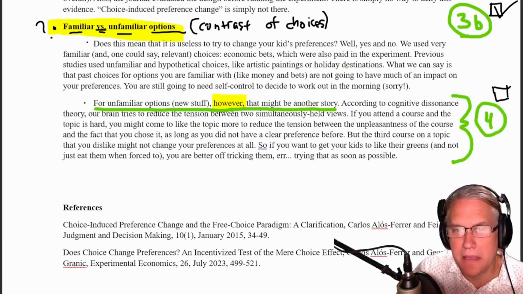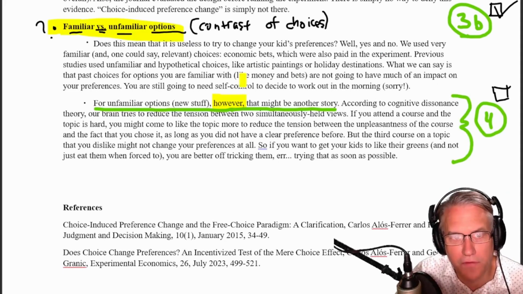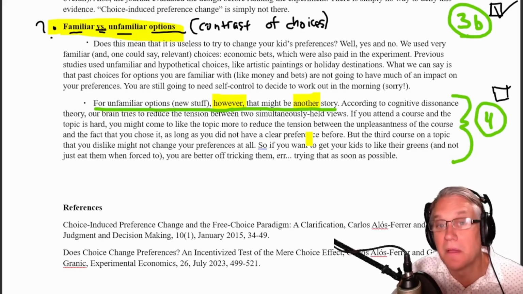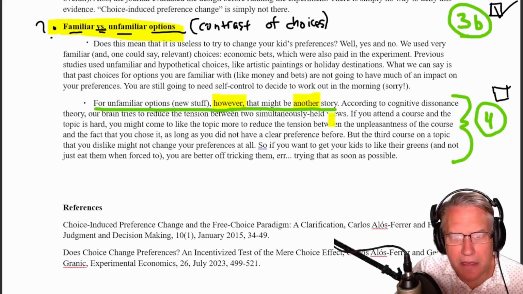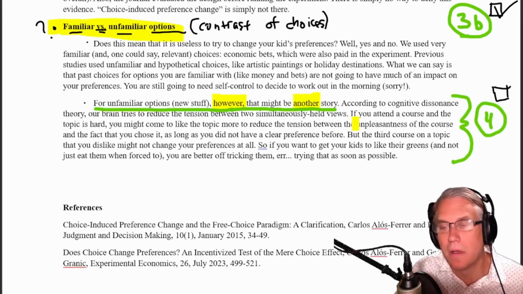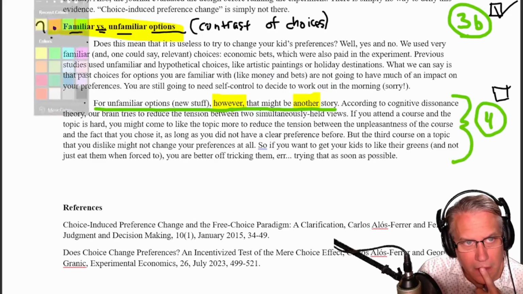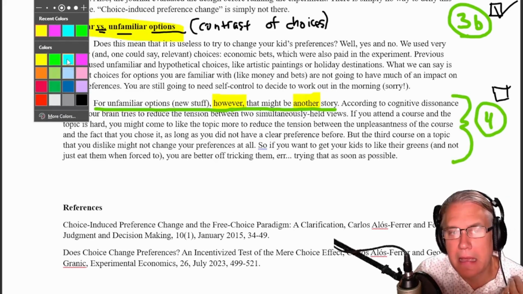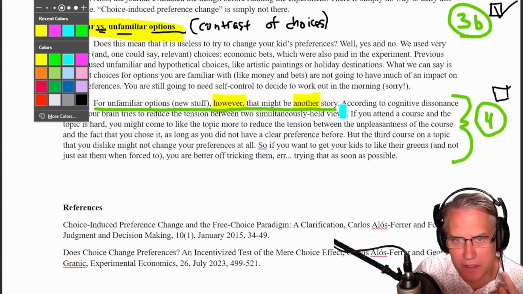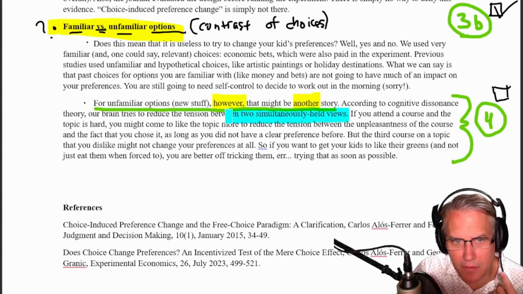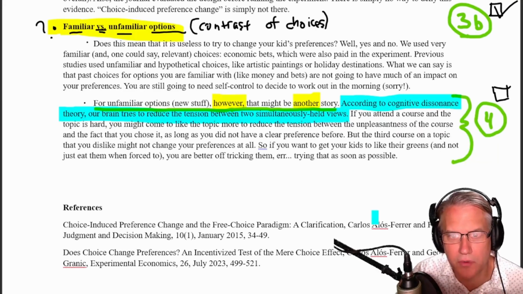However, that might be another story. Again, it's referring to something above. So I don't understand that. That's fine. But the second part here, we have a statement, and then we have an illustration or a specific example to support that statement. So what is the statement? This is the statement here in blue. This is the main idea. And then what comes next is trying to explain it.